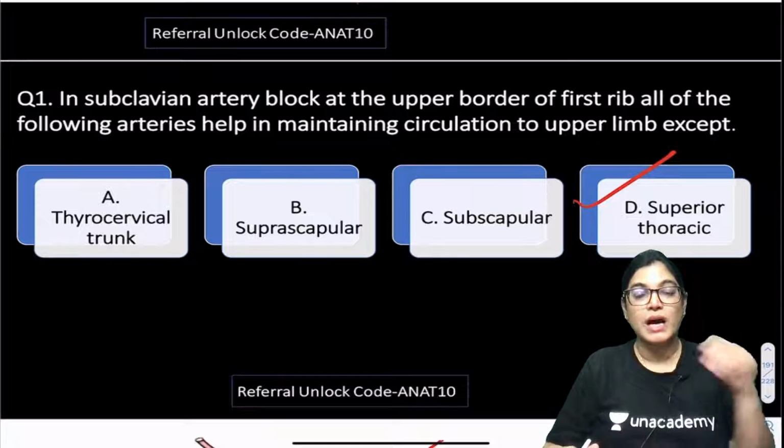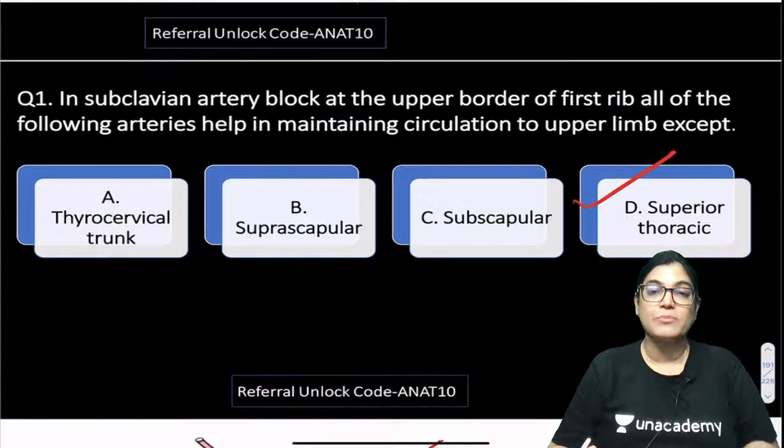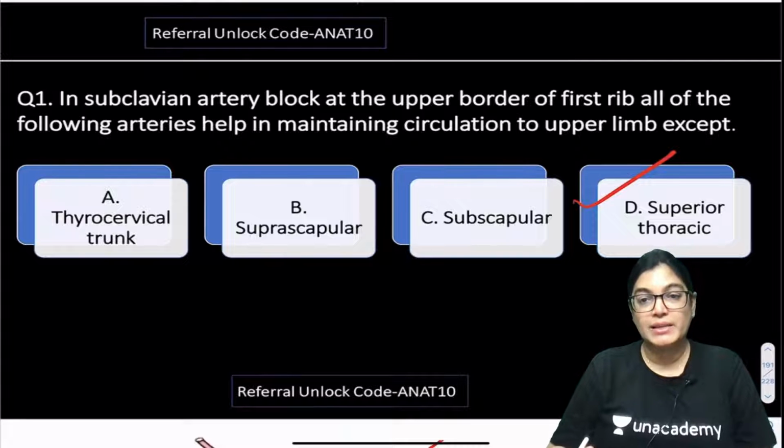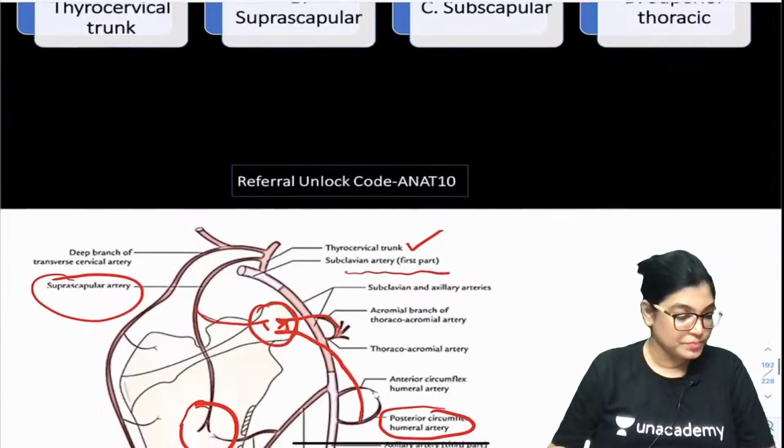The rest of the arteries, that is the thyrocervical trunk, subscapular artery and suprascapular artery, are taking part in the formation of anastomosis. So I think this is clear to you.